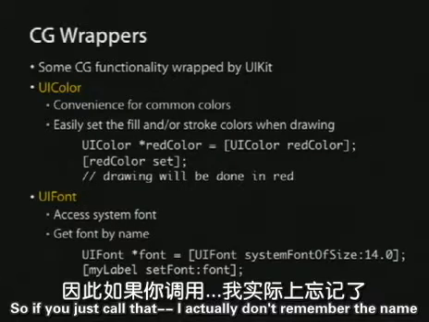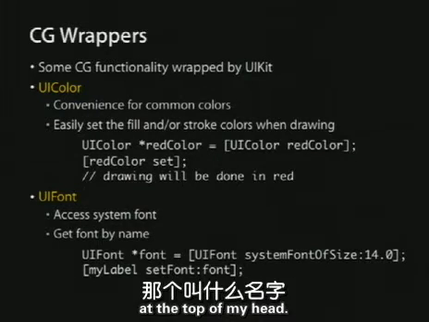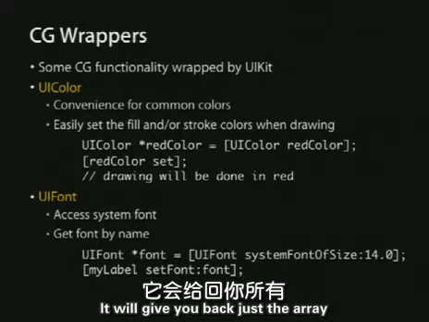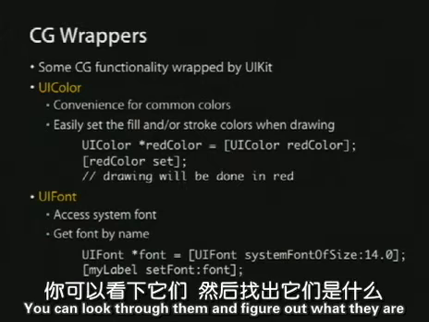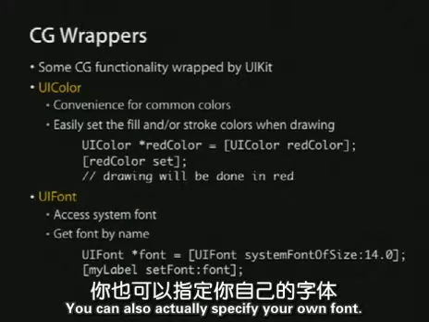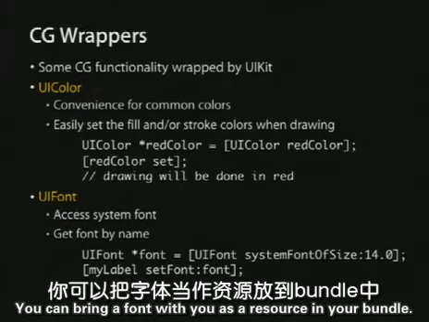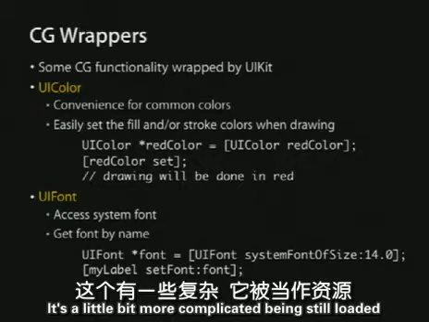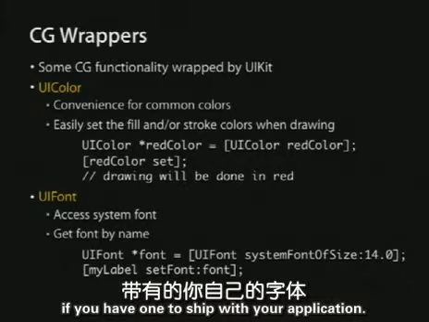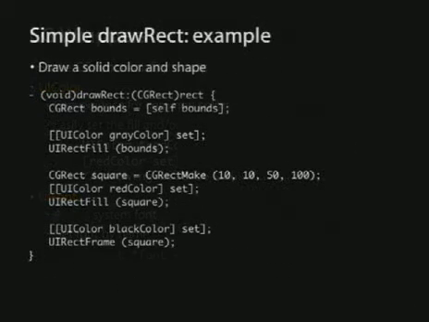So if you just call that, I actually don't remember the name of it off the top of my head. I think it's called allFontNames or allFonts or something. It'll give you back just the array of all the fonts that are available. You can look through them and figure out what they are and then try them out yourself. You can also actually specify your own font. You can bring a font with you as a resource in your bundle. It's a little bit more complicated, but you can still load it by name as a resource, and then use your own font if you have one to ship with your application.